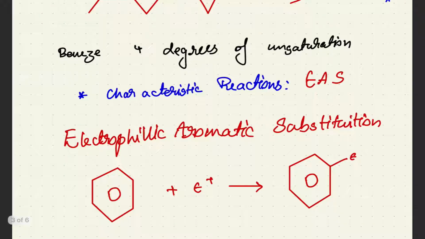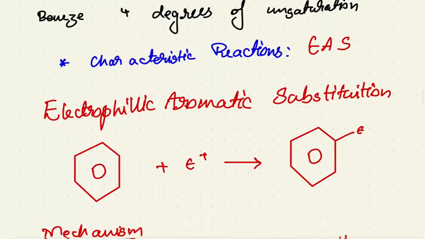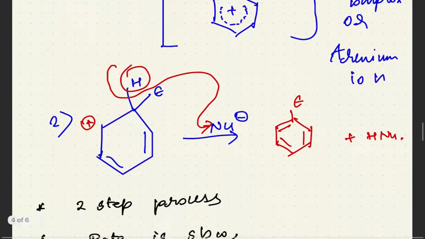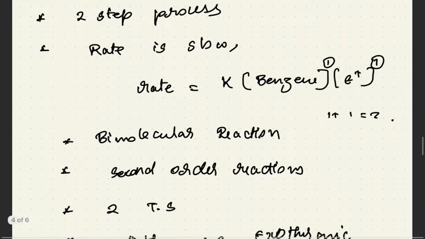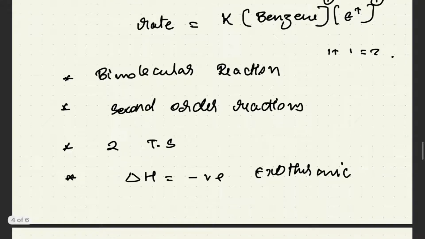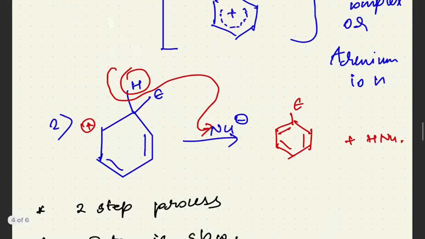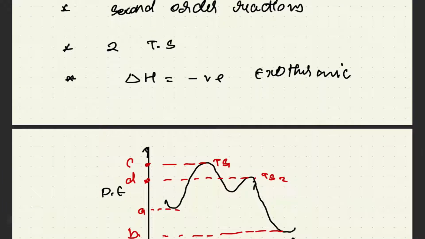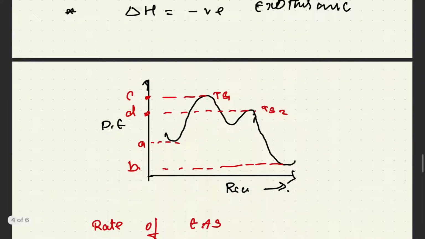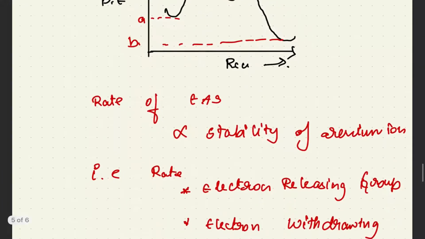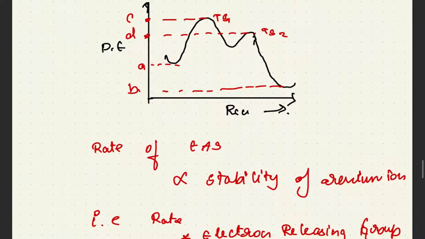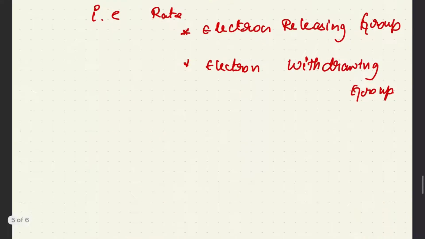Characteristic reactions are the electrophilic aromatic substitutions. We have also seen about that. We have seen the mechanism of it as well, how it happens, and it's a 2-step process. Why the reaction is slow, I have talked about that as well. It's due to the bond order, which is greater than 1 due to the resonance. And we have seen about the reaction coordinate as well. It is the potential energy versus reaction diagram.